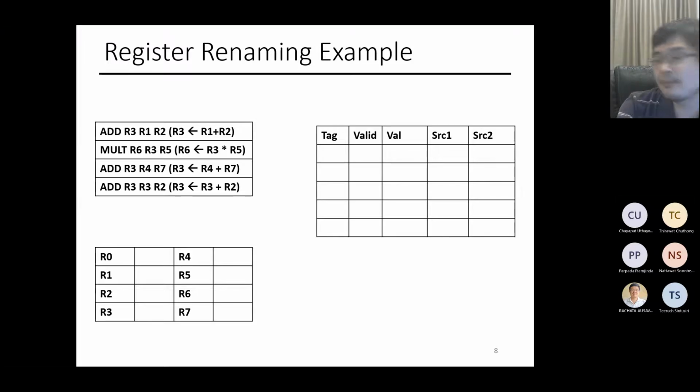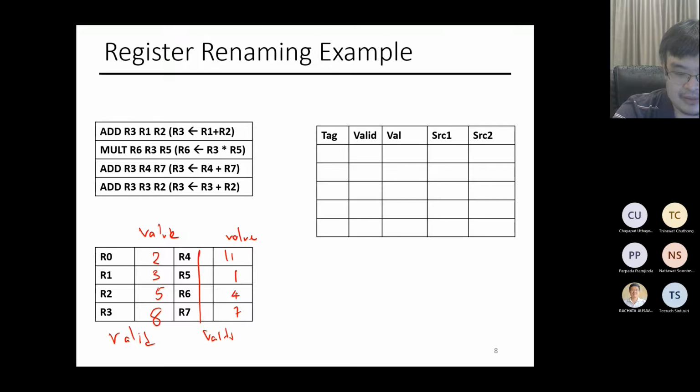Now let me give some random numbers for the initial version of my variables. Let's say R0 is 2, R1 is 3, R2 is 5, R3 is 8, R4 is 11, R5 is 1, R6 is 4, R7 is 7. The reason I changed the values is just to make sure you don't get confused with the register names. So this is the value. And then, as we mentioned earlier, there has to be the valid bit, so I'll put a valid bit right here. Now, in the beginning, everything is valid, 1, 1, 1.